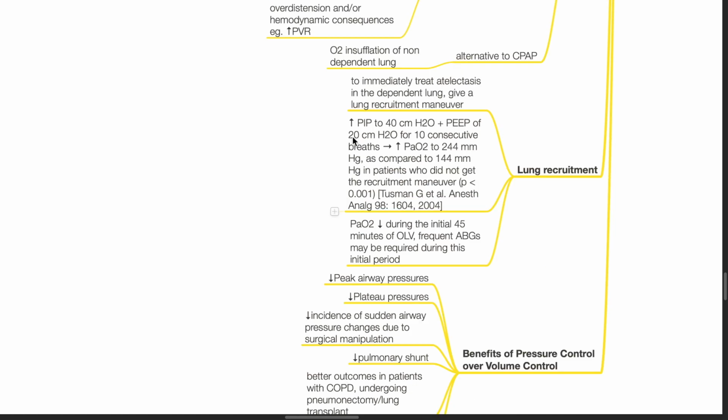Lung recruitment to immediately treat atelectasis in the dependent lung. Increase PIP to 40 cm H2O with a PEEP of 20 cm H2O for 10 consecutive breaths. This increases PaO2 to 244 mm Hg as compared to 144 mm Hg in patients who did not get the recruitment maneuver, based on a study by Tusman et al. PaO2 decreases during the initial 45 minutes of OLV. Frequent ABGs may be required during this initial period.